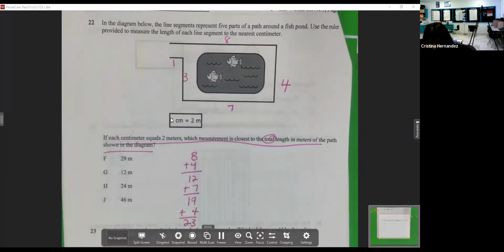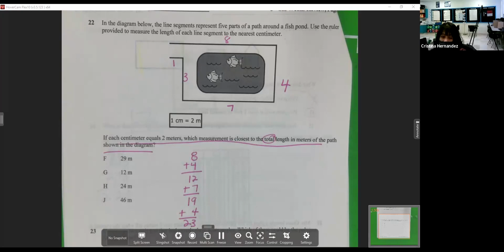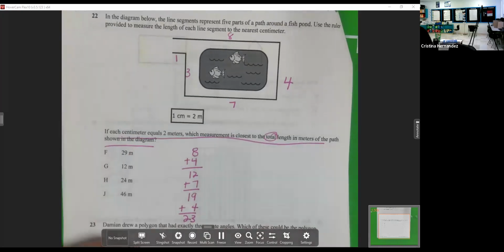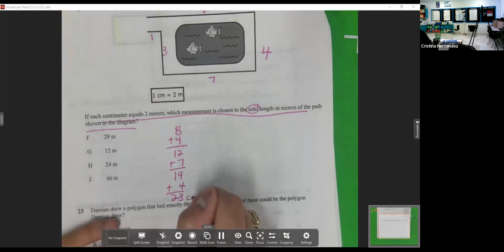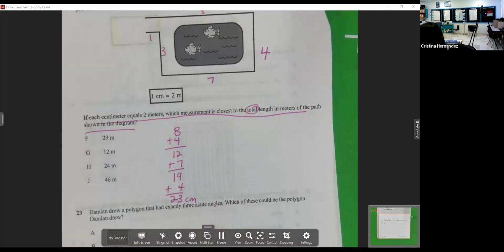And then we would do what, Emma? If we added our total, we got 23 centimeters, but each centimeter equals 2 meters. So what do we need to do with 2 and 23?